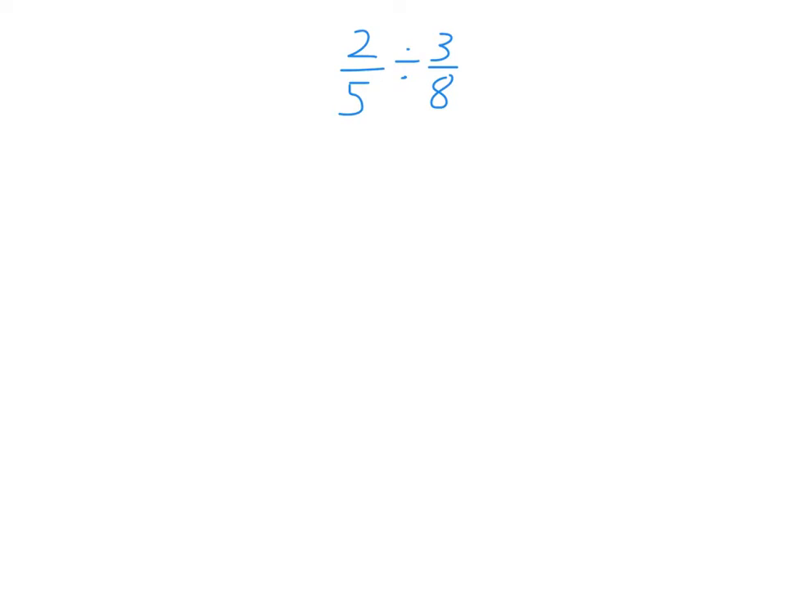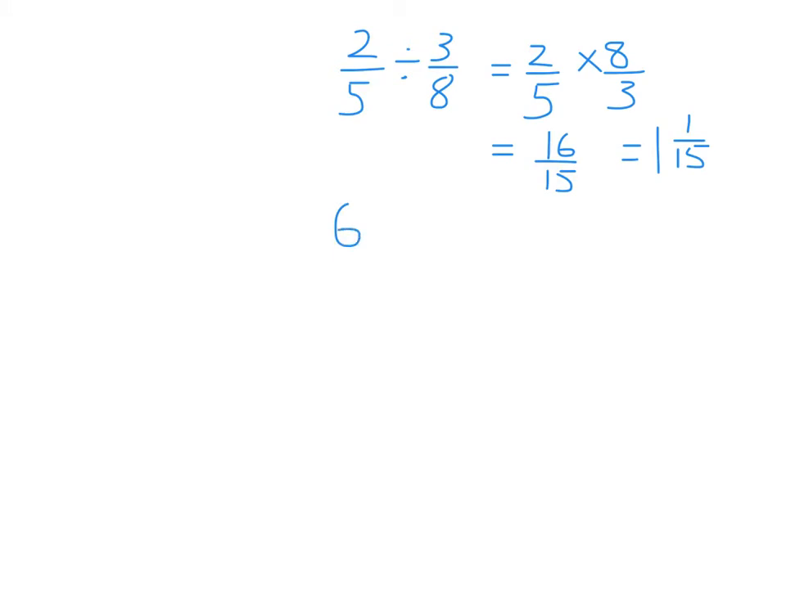So when you're dividing fractions, you keep the first fraction the same as it is. You flip the second fraction and make it a times. So this here, 2 times 8 is 16, 5 times 3 is 15, and if I wanted to write it as a mixed number, it would be 1 and 1 over 15. So let's say it's something like 6 divided by a half. Heaps of people get this wrong and say it's 3. It's not. You need to follow the same process.